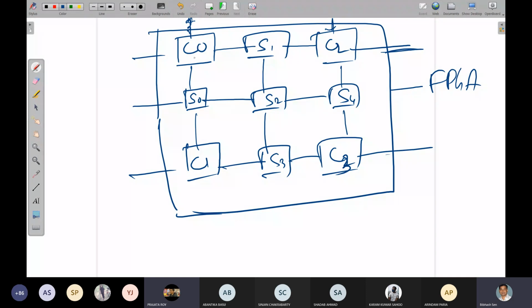I'm not getting your point. CLB0 to CLB1, suppose you would like to go from 0 to 1. Are you getting the point or not? Yes, through S0, sir. You would like to go 0 to 1, you can use this one. You can use this one.